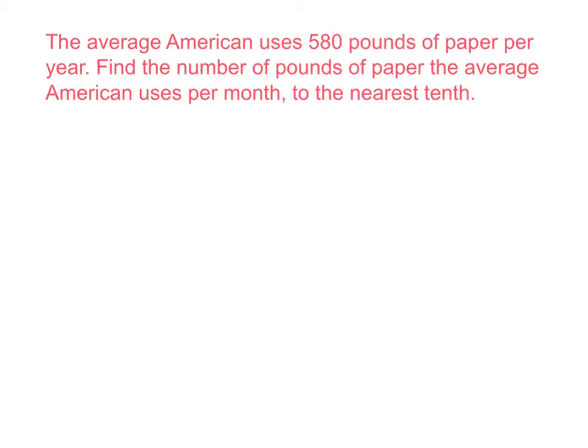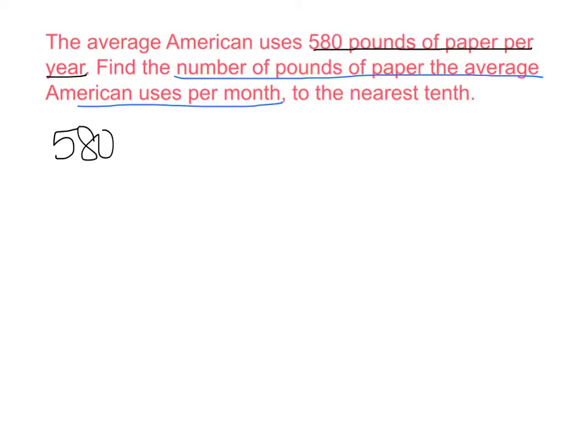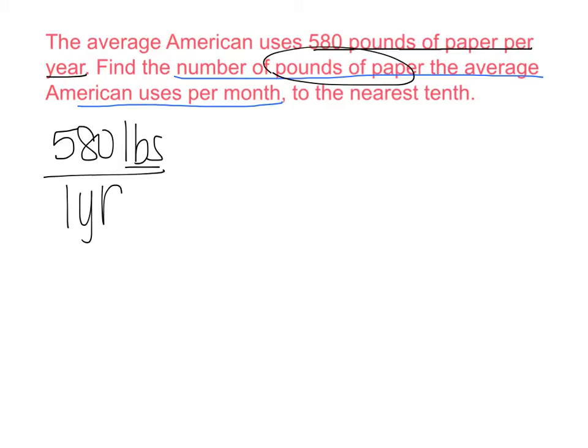So this one says the average American uses 580 pounds of paper per year. Find the number of pounds of paper the average American uses per month. So let's start with what we know. We know that they use 580 pounds in 1 year. Now they want to know how many pounds, so pounds is going to be staying, per month. So that means we need to change from years to months.